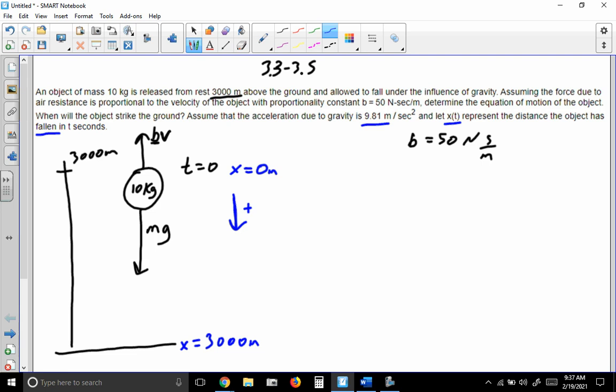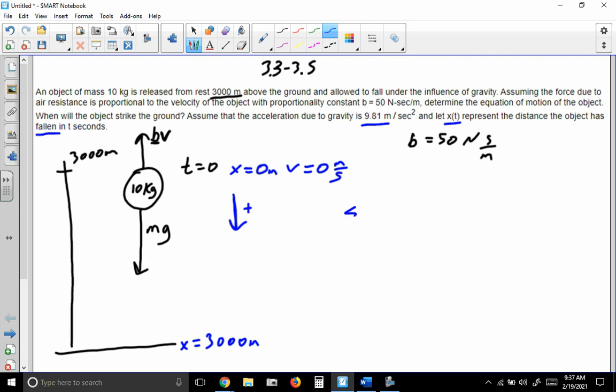Often in physics, we set things up where up is positive and we measure things from the ground. Here we're measuring from where we released, and we're considering down to be positive. So what else do we say? We say we were releasing it from rest. So our velocity at the beginning is 0 meters per second.